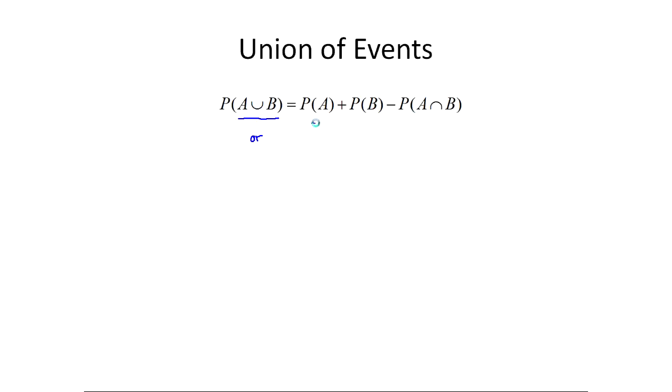And so, of course, this is probability of A, probability of B, and then we subtract, because of double counting, the probability of A intersect B. Now, A intersect B can be thought of as the AND event, meaning both events occur at the same time.